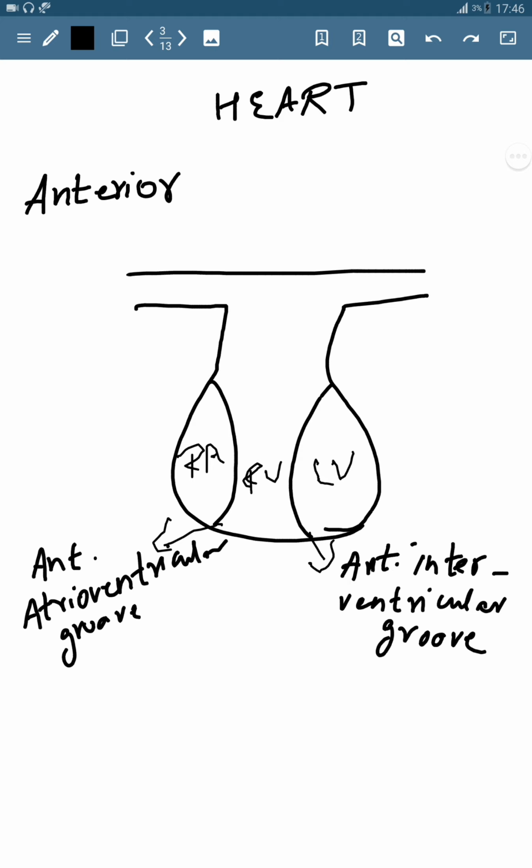This is the anterior surface of the heart: right atrium, left ventricle and right ventricle, right atrioventricular groove and the anterior interventricular groove.